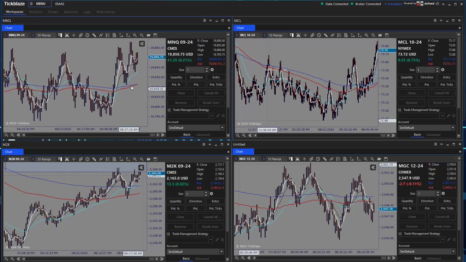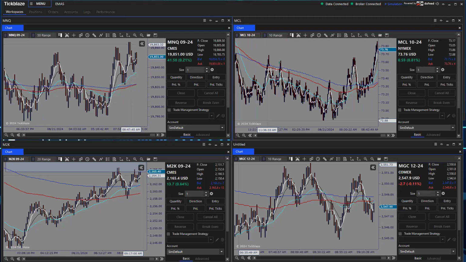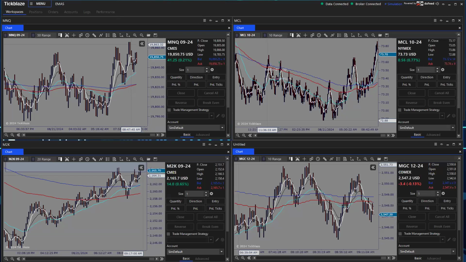Yep, got a macro cross right here on NQ, so we'll see if we get some action there. Really? Hmm, not showing NQ. Let me pull it up in Ninja and take a look. Hmm. Yeah, it is different.